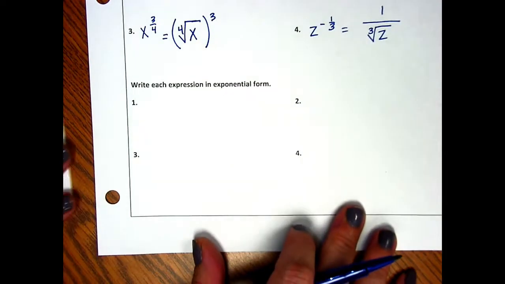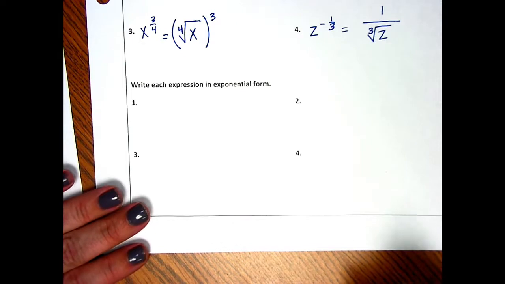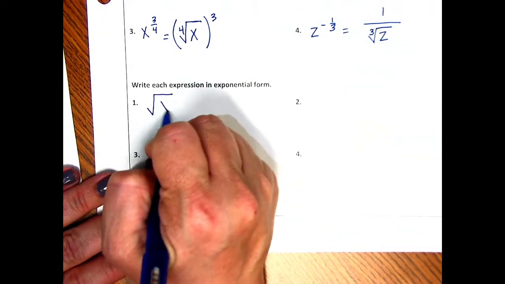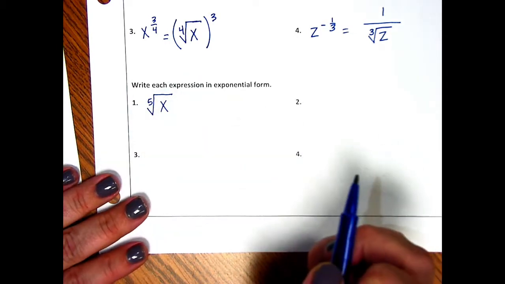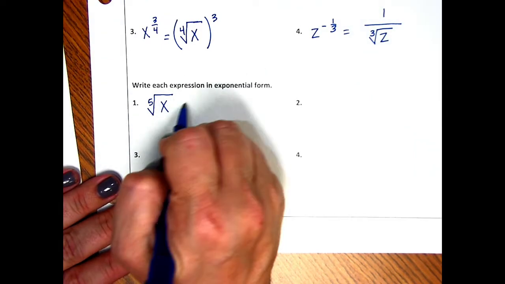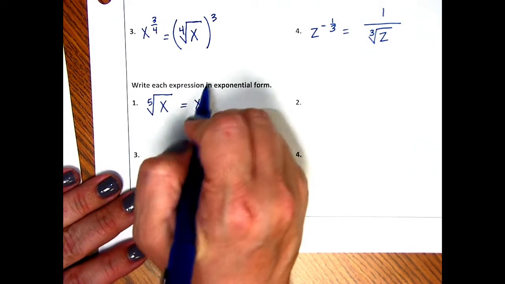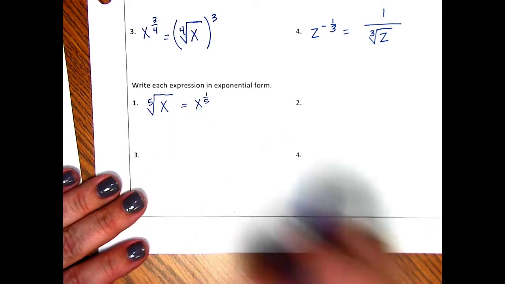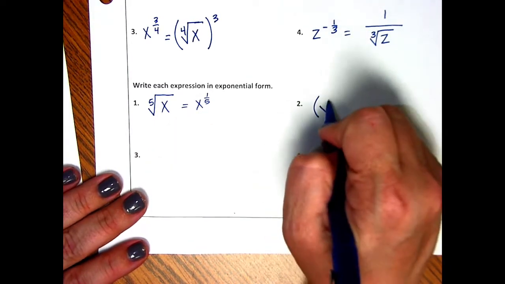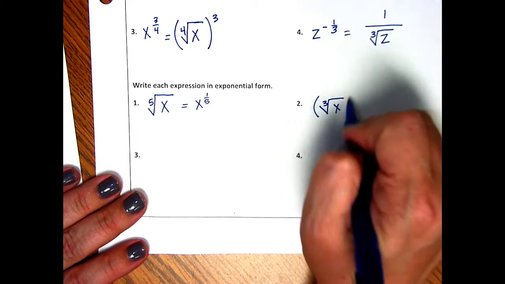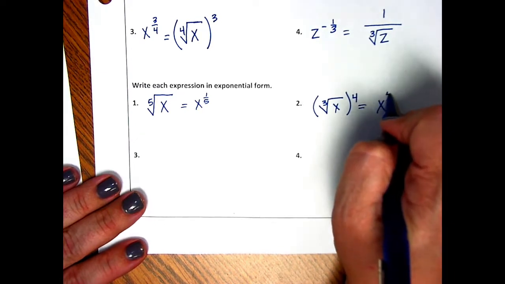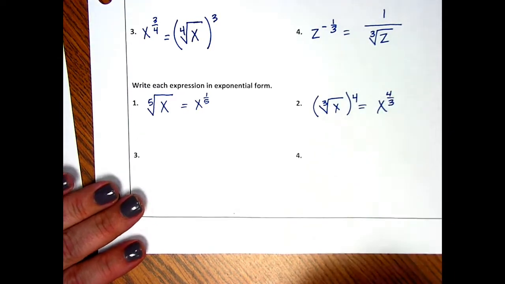Okay. For the next set, it's write each expression in exponential form. So I have the 5th root of x. Remember, the index is the bottom number and the power is the top. So this becomes x to the 1/5. My second example is the cube root of x to the 4th power. So that's going to be x to the 4/3.